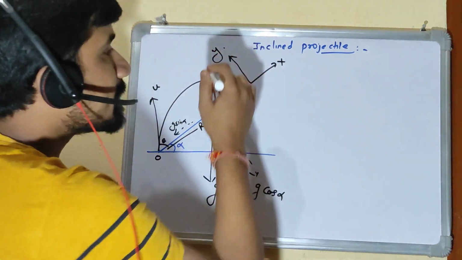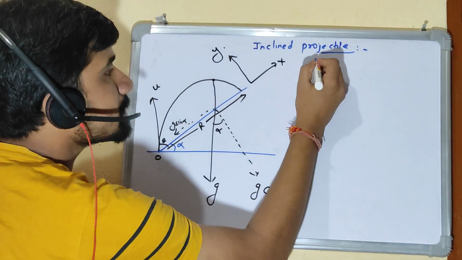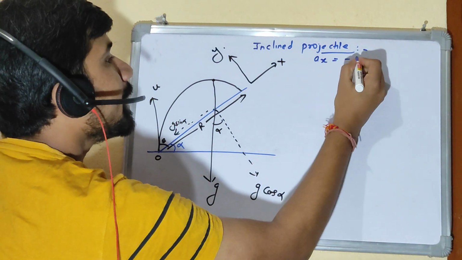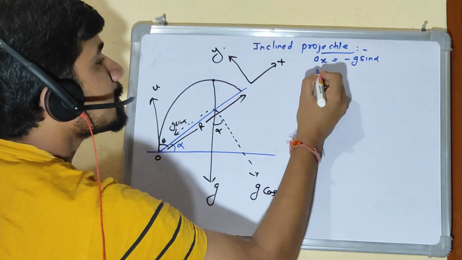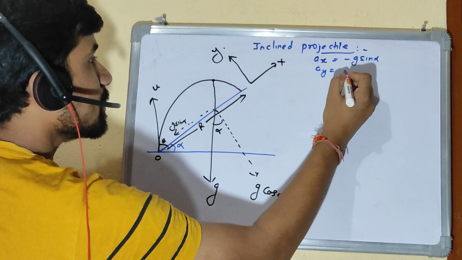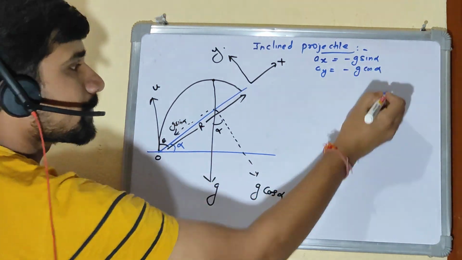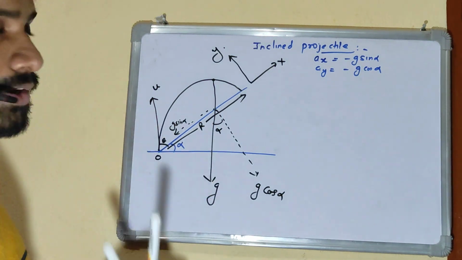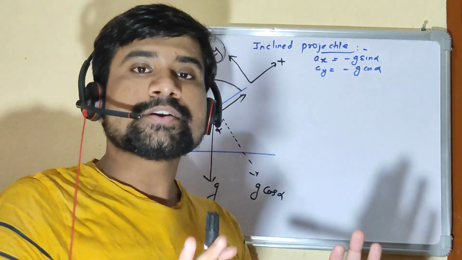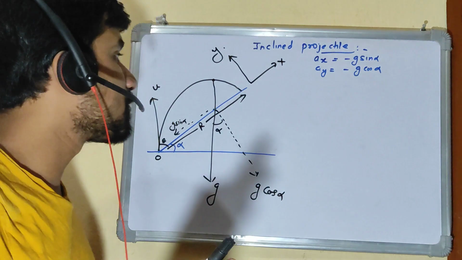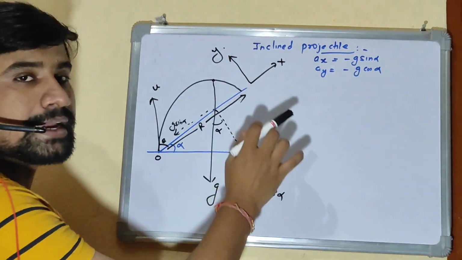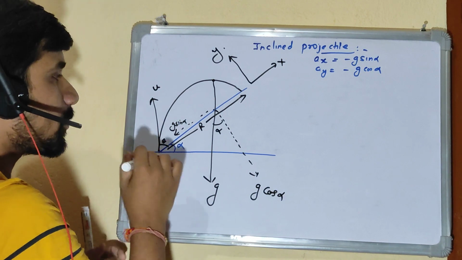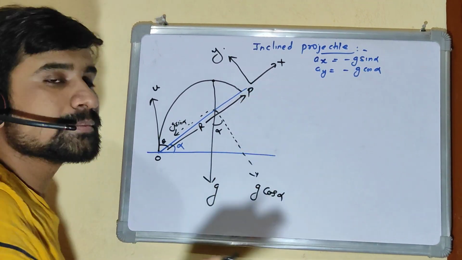And now I can easily write the acceleration along x. Acceleration along this new x-axis is nothing but minus g sin alpha. Acceleration along the y-axis is nothing but minus g cos alpha. Clear? Acceleration along x and y I can easily find out. Now we will go and find the time of flight. Again, time of flight has the same definition: for how much amount of time it is in the air, right? The time taken to reach from point O to point, let's say P, is nothing but the time of flight.